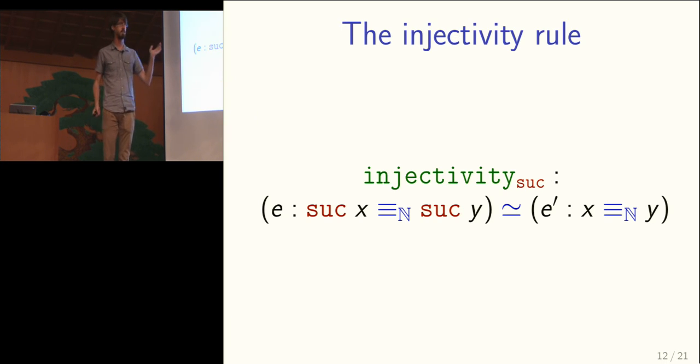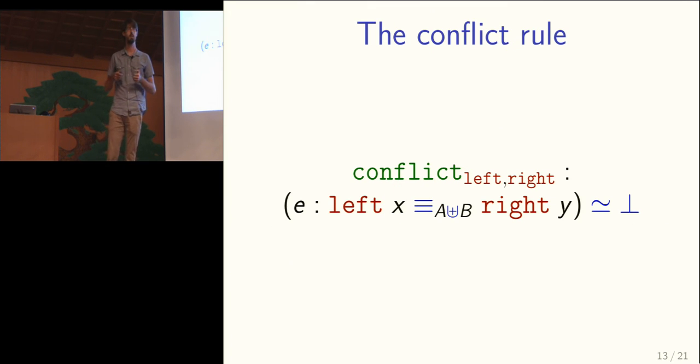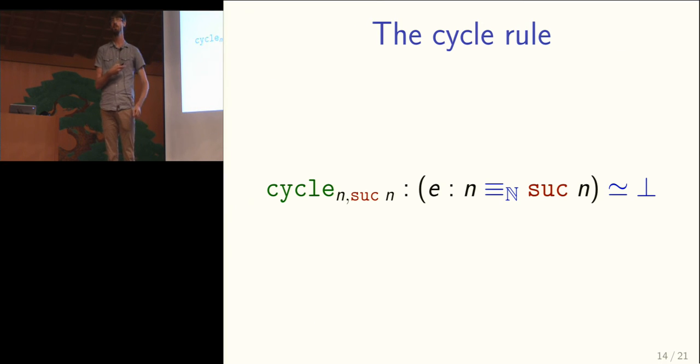So next there is also the injectivity rule, which just simplifies an equation between two equal constructors of a data type. And finally, there are two more rules which detect absurd equations. So there's the conflict rule, which can be applied if there are two distinct constructors. And it's encoded as an equivalence, not with another telescope, but with the empty type bottom. This is a way to represent these absurd equations in our framework of equivalences. And there's additionally also the cycle rule, which can be applied when there is a cyclical equation. So for example, n equals suc n.